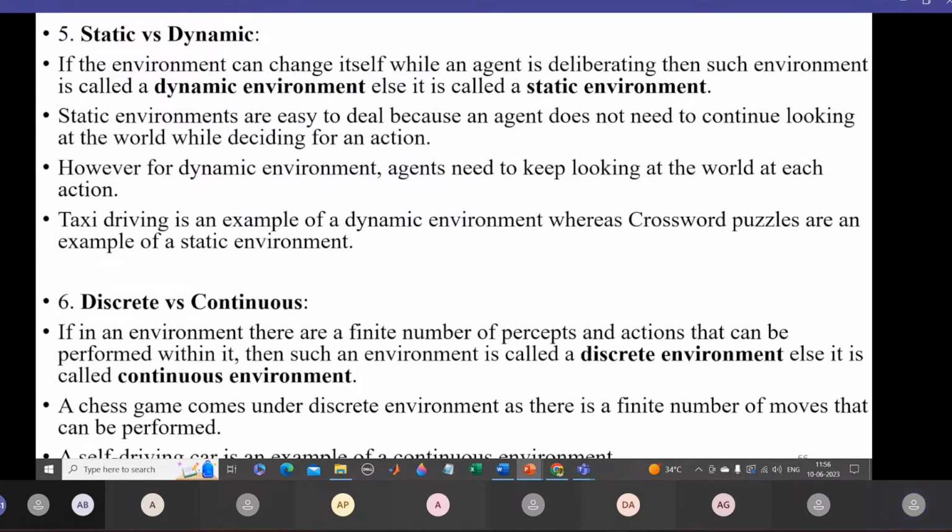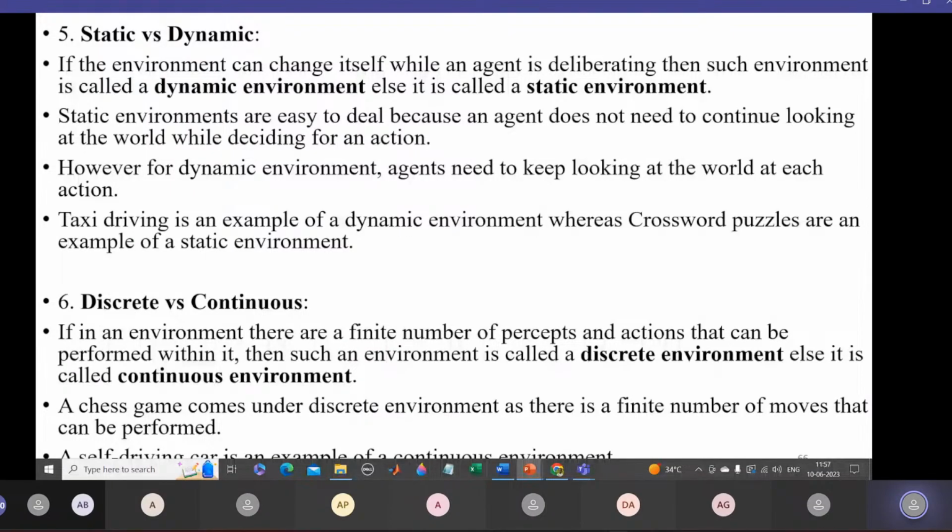Next, dynamic versus static. When the environment is able to change by itself while an agent is deliberating, then that environment is dynamic, otherwise it is static. Static environments are easy to deal with because the agent doesn't need to continuously look at them. It is predefined like that. And for the dynamic, agents need to keep looking at the world at each action, as it keeps on changing. So taxi driving is an example of a dynamic environment, but crossword puzzles are an example of static.